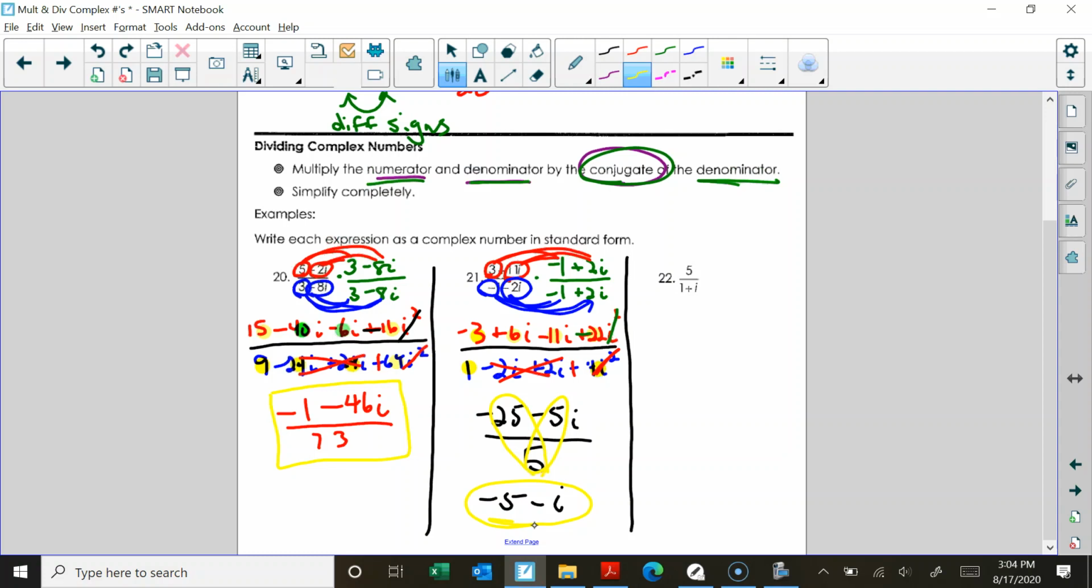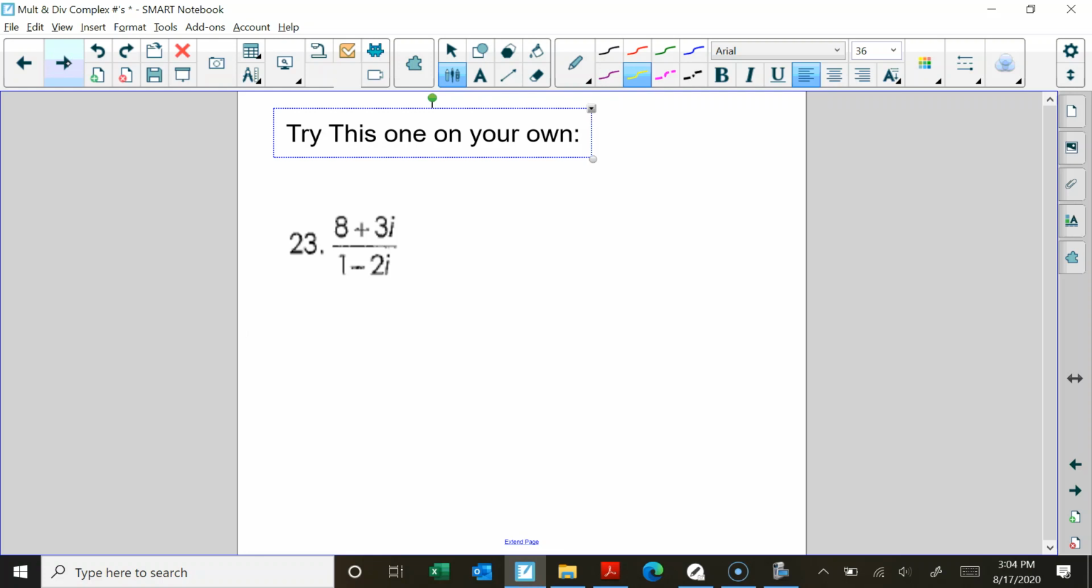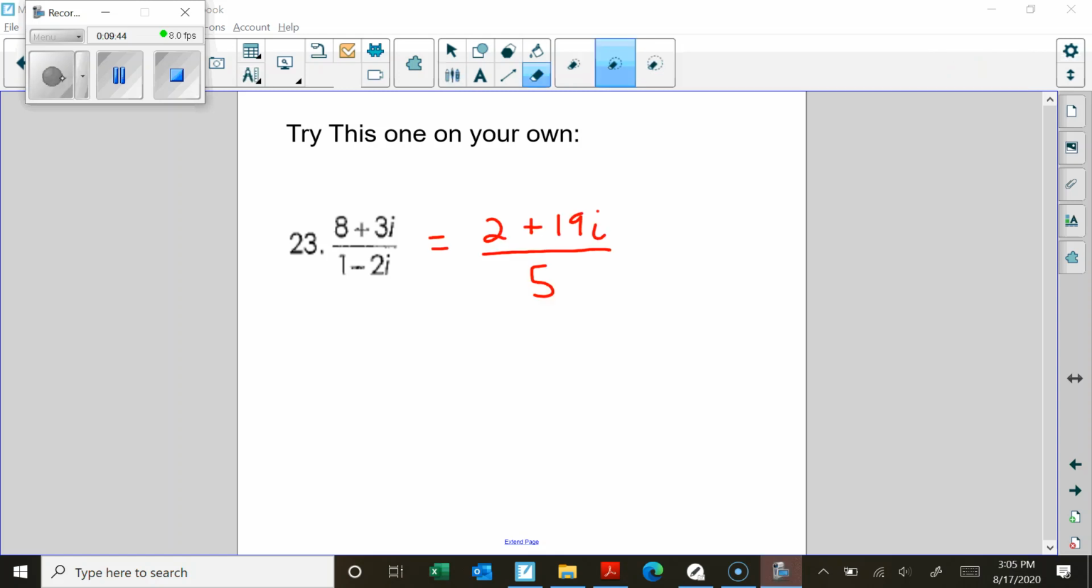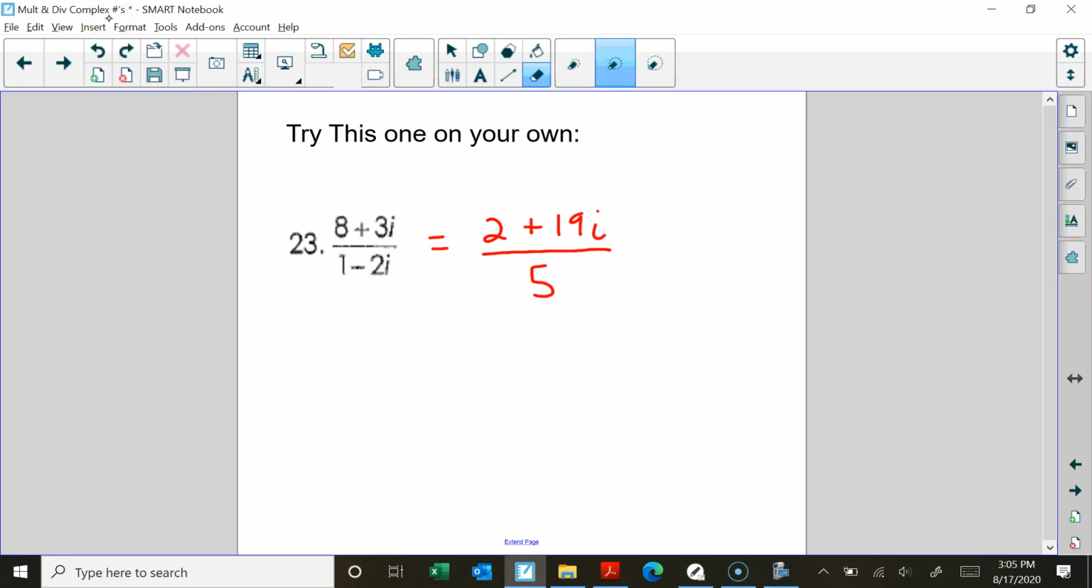All right, so I want you to take a minute. I want you to try this problem on your own. Feel free to pause the video because I'm just about to put the answer up here and I don't want you to quite see it yet. So pause. Okay, so there is your answer for problem number 23. Please ask me questions about that if you did not get it correct.